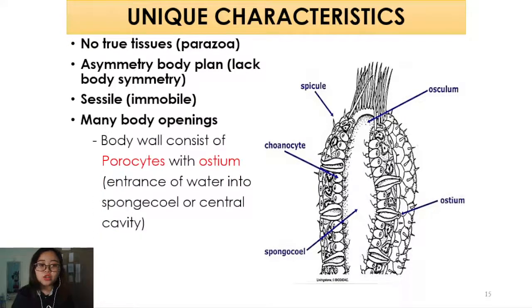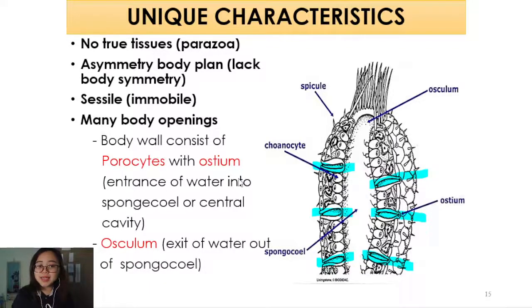The body wall of sponges consists of porocytes with ostium. So these will be the entrance of water into the spongiocell or the central cavity. So ruang di tengah-tengah sponges itu kita panggil sebagai spongiocell. Dan porocytes adalah sel-sel di sini. Porocyte itu dia membentuk pores ataupun lubang, ruang, liang. Okay, so water will go in through each of the ostium in porocyte.